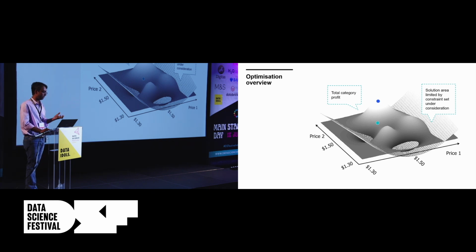Now, why do we start with the current price? There are many different technical reasons, but one of the good reasons is that if we change price too much, of course, the customers will not be very happy. So that's why we start with something the customer has already seen in the latest week, and then try to find the local maxima around that point.